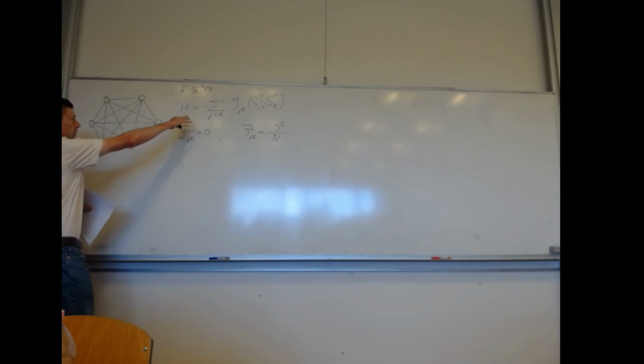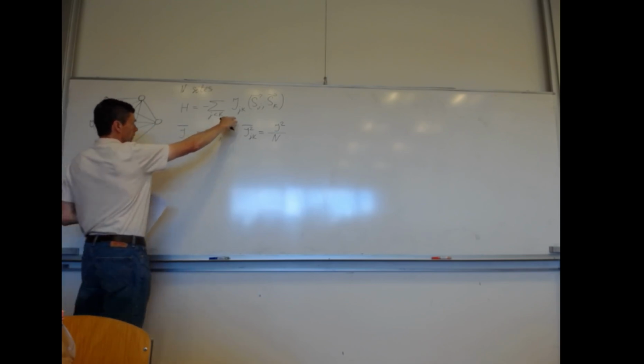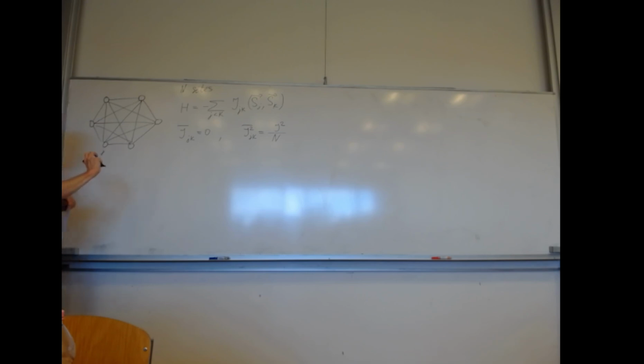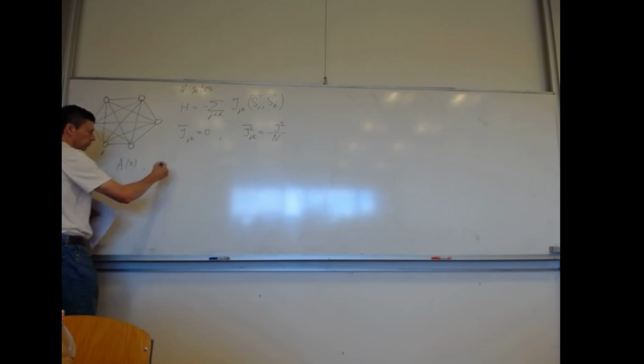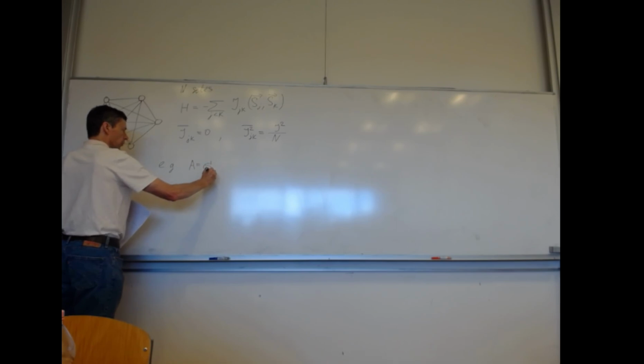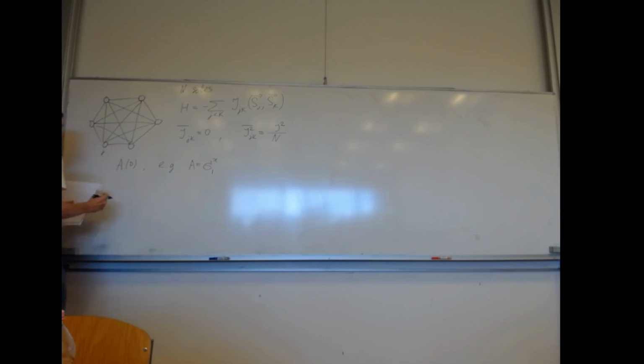But first, let's consider the dynamics of this model, in particular, the operator growth under this evolution. So if we begin with some operator A of 0, where 0 means time 0, and A can be, for example, sigma 1 x. It doesn't really matter whether it's x, y, or z. Then we can consider the evolution of this operator in time.